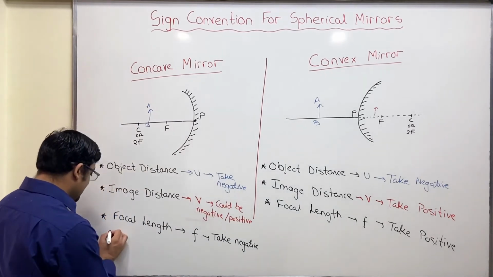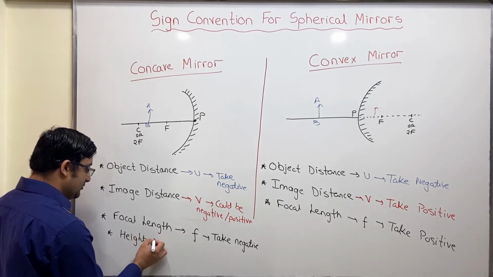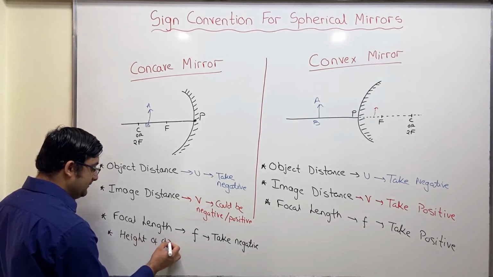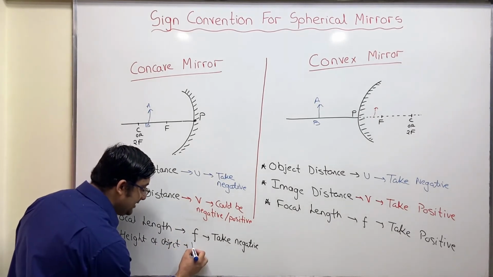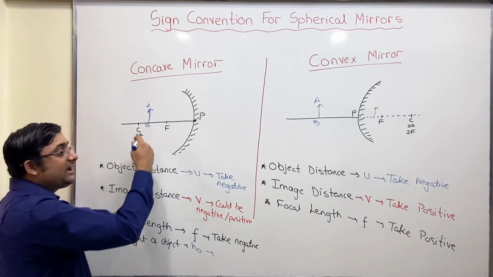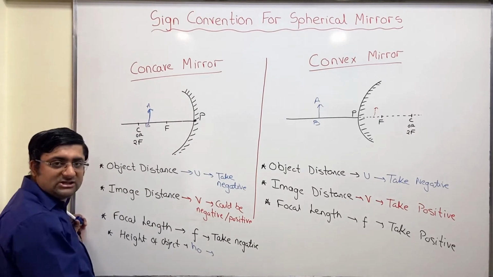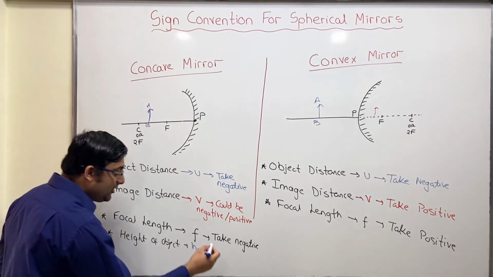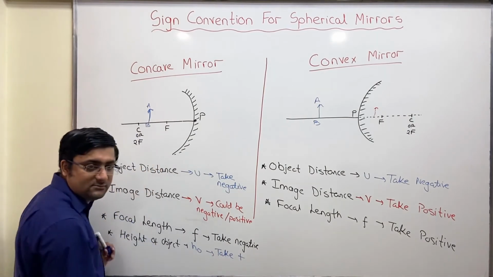So see guys, the next thing we're going to learn is height of object. So height of object, that is denoted by HO, that is H and O. Now guys, see, the height of the object is always positive. Why? Object is always placed above the principal axis. So anything above the principal axis is positive now. So height of object will always be positive. So take plus. Is this clear?